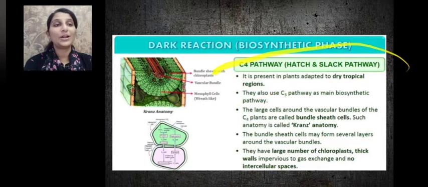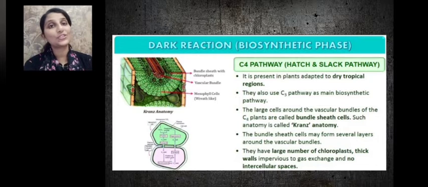C4 cycle or C4 pathway is called the Hatch and Slack pathway. It is called so based on the persons who discovered this path. It is present in plants adapted to very dry tropical regions. And they also use the C3 pathway as the main biosynthetic pathway. So these C4 plants, in addition to the C4 pathway, also make use of the C3 pathway as a main biosynthetic pathway. And the large cells around the vascular bundles of the C4 plants are called the bundle sheath cells. And such an anatomy is called the Kranz anatomy.